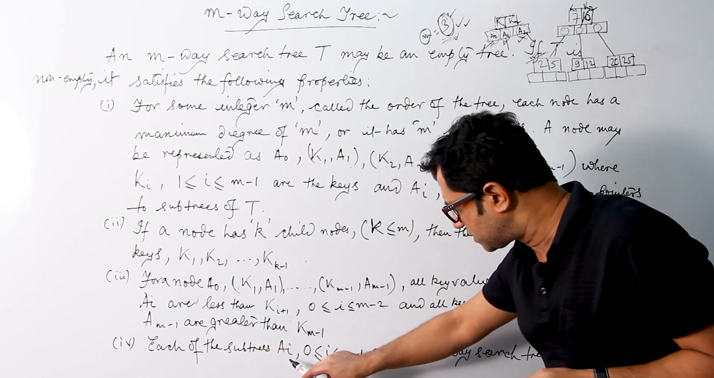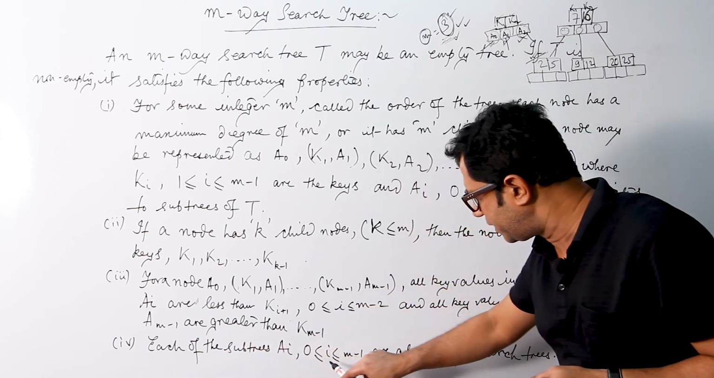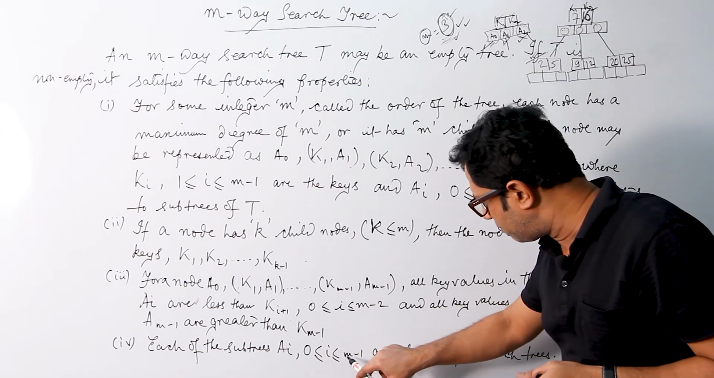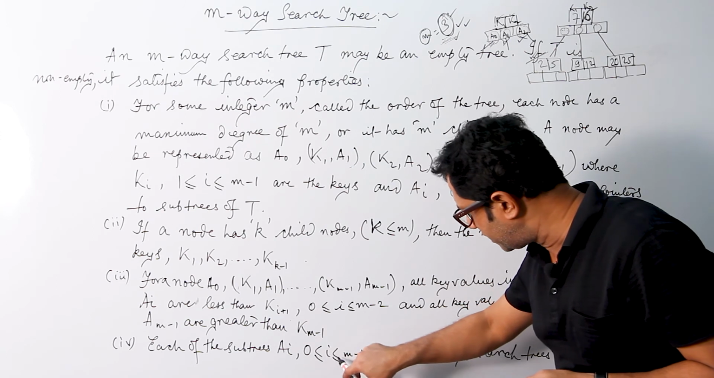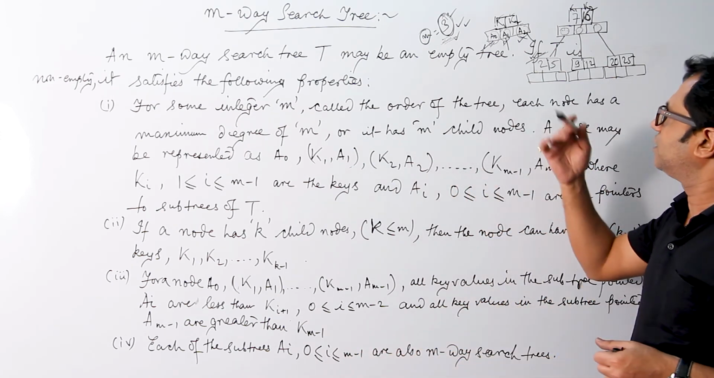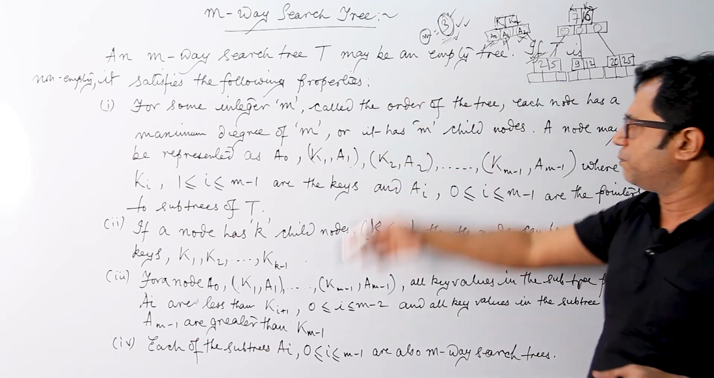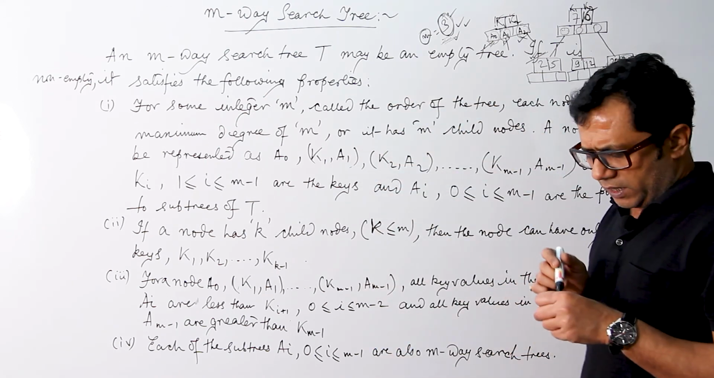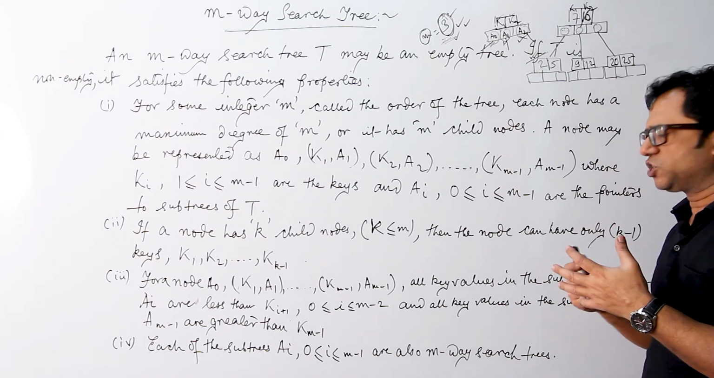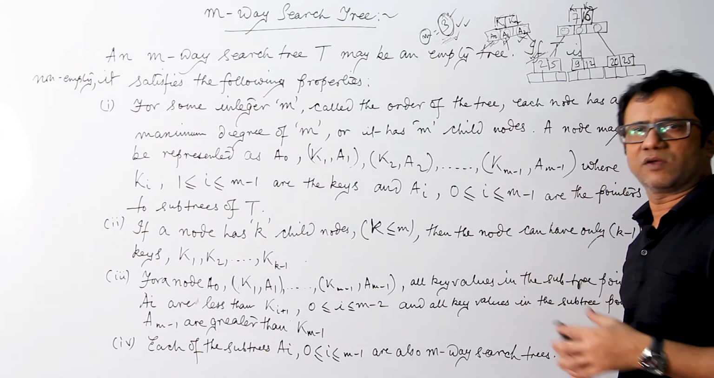Now we go to the final point, that is point number 4, which says that each of the subtrees A(i), where i is between 0 and m minus 1, that is 0 less than or equal to i less than or equal to m minus 1, are also M-way search trees. That means that the definition which we have been studying so far is a recursive definition. That is, the definition extends to each of the nodes of the M-way search tree.